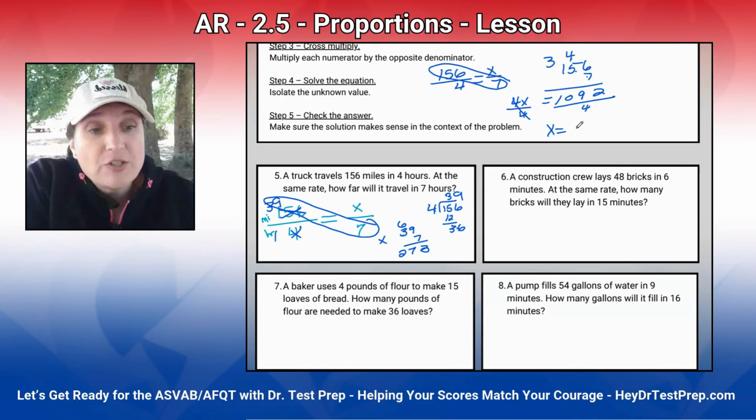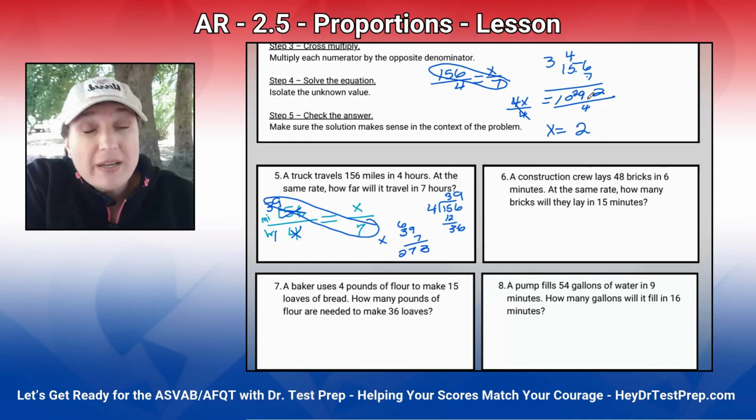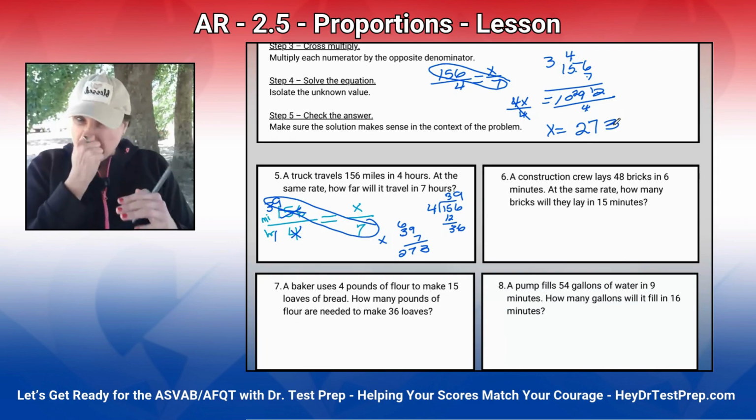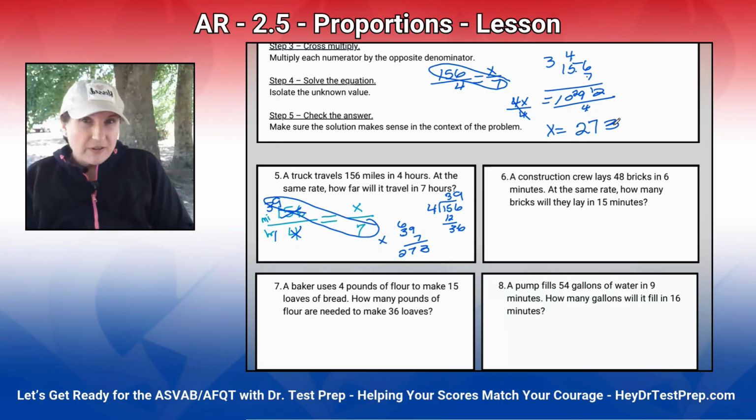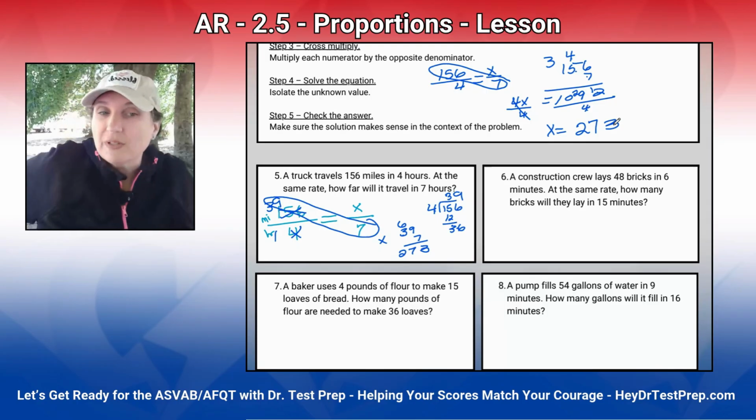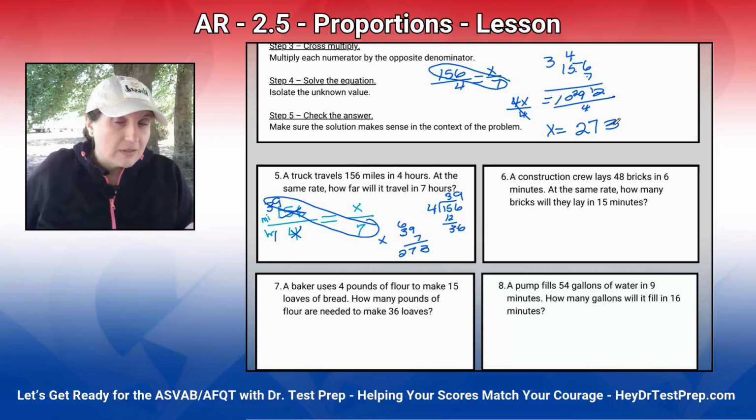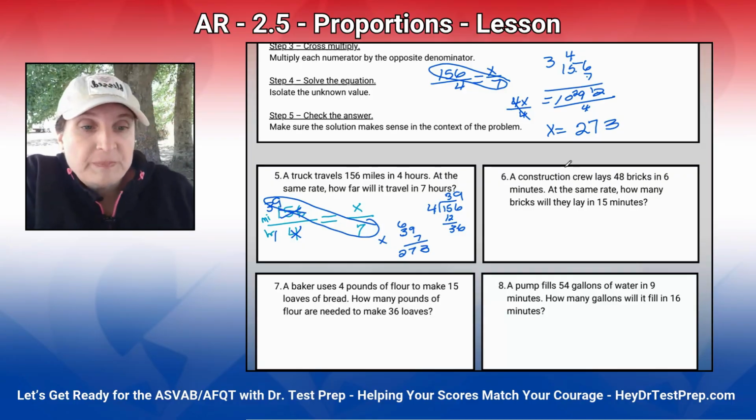4 goes into 10 2 times with 2 left. 4 goes into 29, 7 times with 1 left. 4 goes into 12 3 times. So either way, if you want to reduce the fraction first, you can. But if you don't feel comfortable doing that and you want to do it the longer way algebraically, that works too.